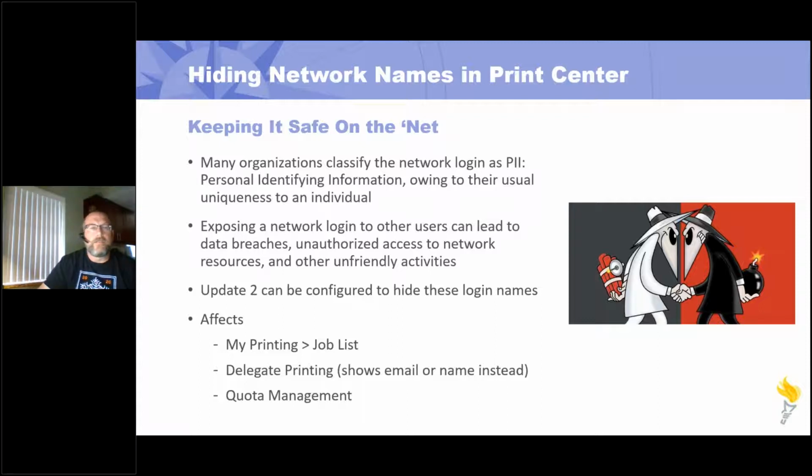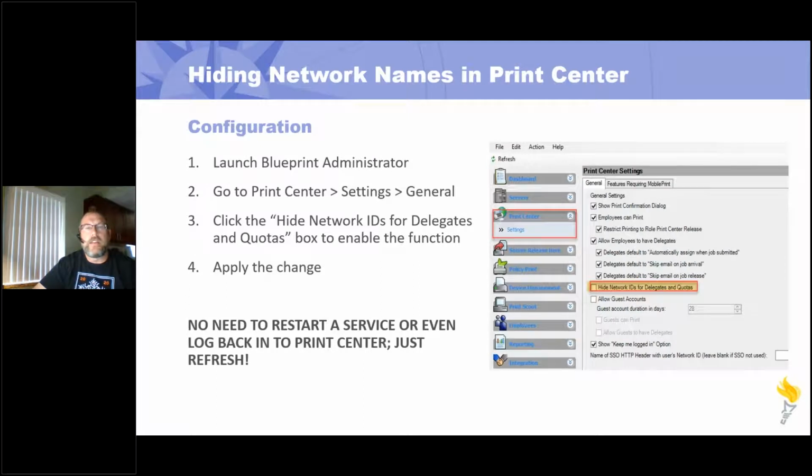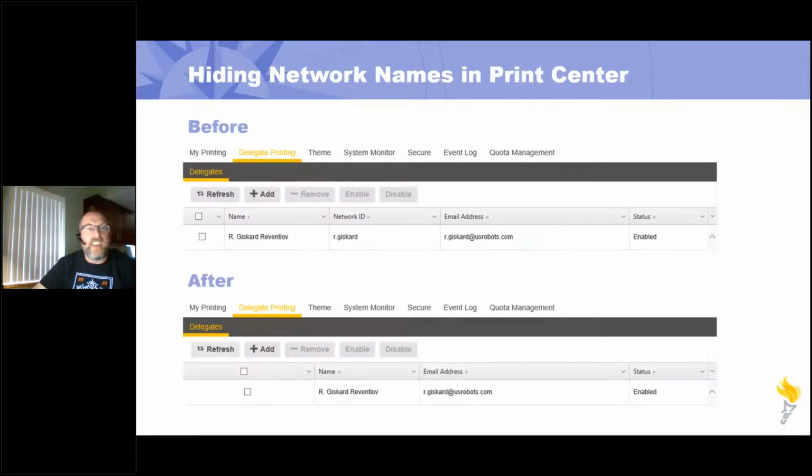So all you need to do is go ahead into the Blueprint Administrator and tick the box to hide the network user ID within the Print Center. And once that's been enabled and applied, that happens immediately. So as users either log into Print Center or refresh their views, the network ID goes away.